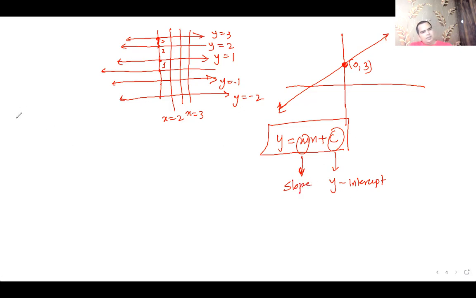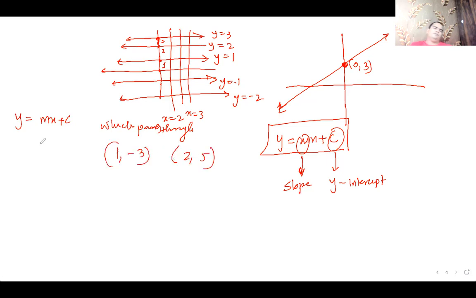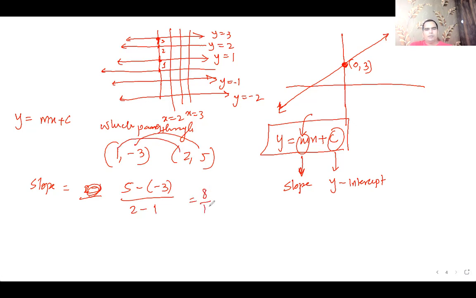Now let us do a question where I have to find the equation of the line in y equals mx plus c form, which passes through 1 comma negative 3 and 2 comma 5. First, you're going to find the slope of this line. The slope is y2 minus y1 over x2 minus x1, which is 5 minus negative 3 over 2 minus 1, so 8 over 1, that's 8. So the slope of this line is 8.